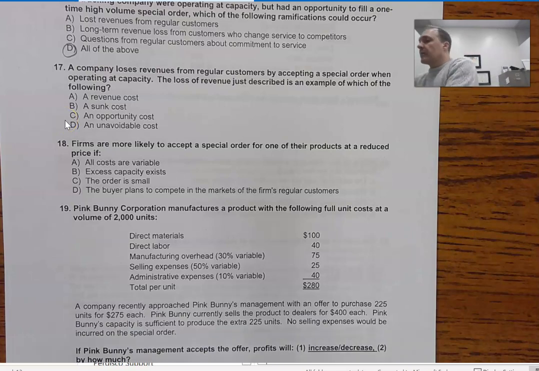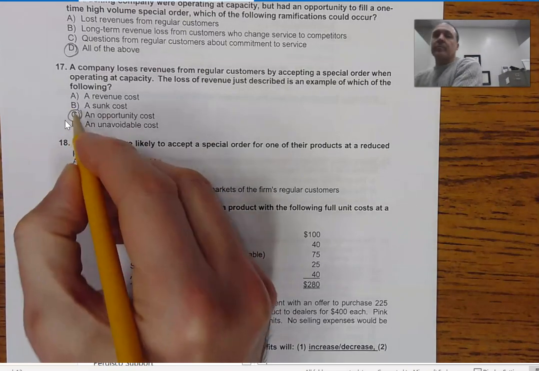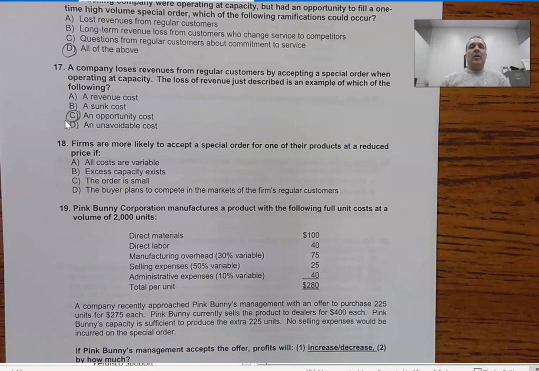We went with the special order for whatever reason, but we were operating at capacity, so we had to give up something, just like in question 16. The benefit that we gave up from selecting one alternative over another is an opportunity cost. All right, so let's look at question number 18.